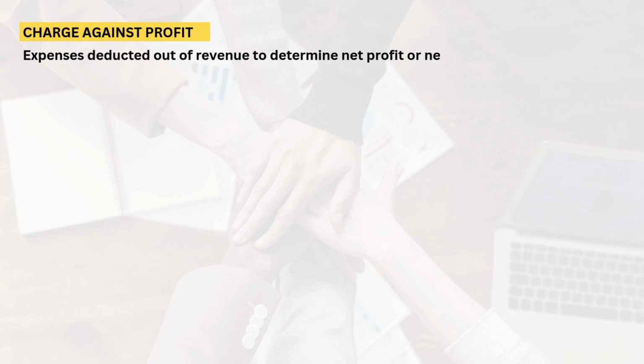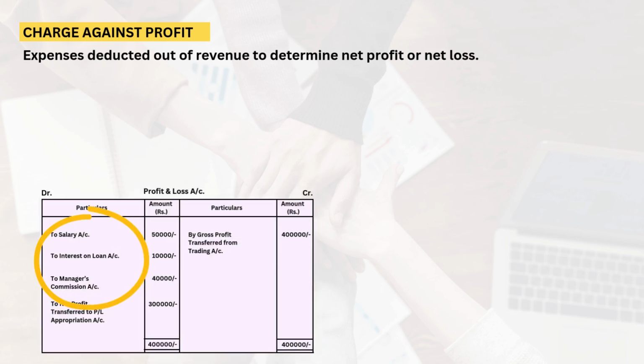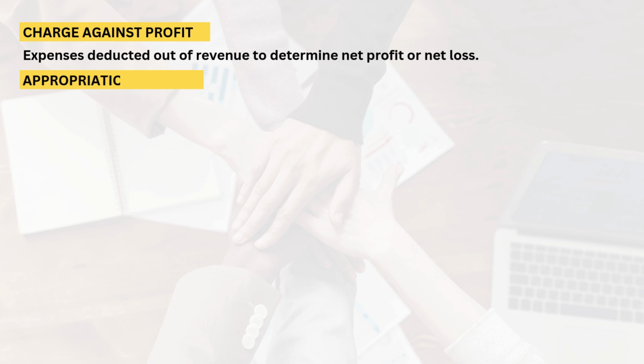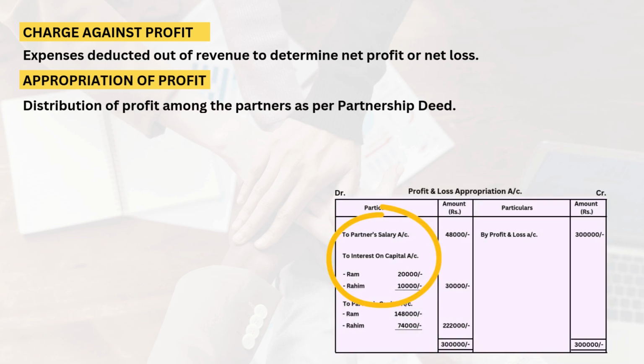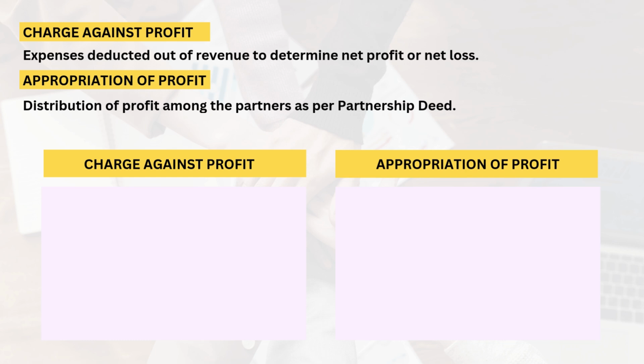Now let's learn about charge against profit and appropriation of profit. Charge against profit is expenses deducted out of revenue to determine net profit or net loss. And appropriation of profit is distribution of profit among the partners as per partnership deed. Now the difference between both.